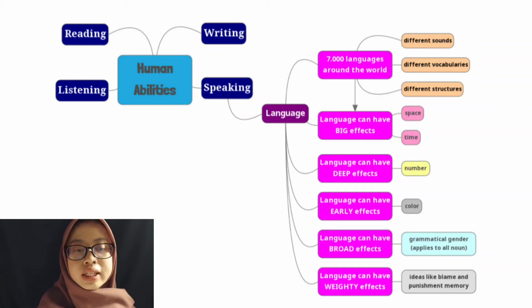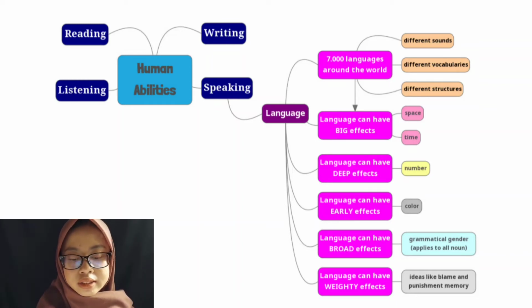Third, language can have very broad effects. For example, it affects grammatical gender. It applies especially to all nouns. Examples of languages that have grammatical gender are German and Spanish. And it shows that language can shape about anything that can be named by a noun.